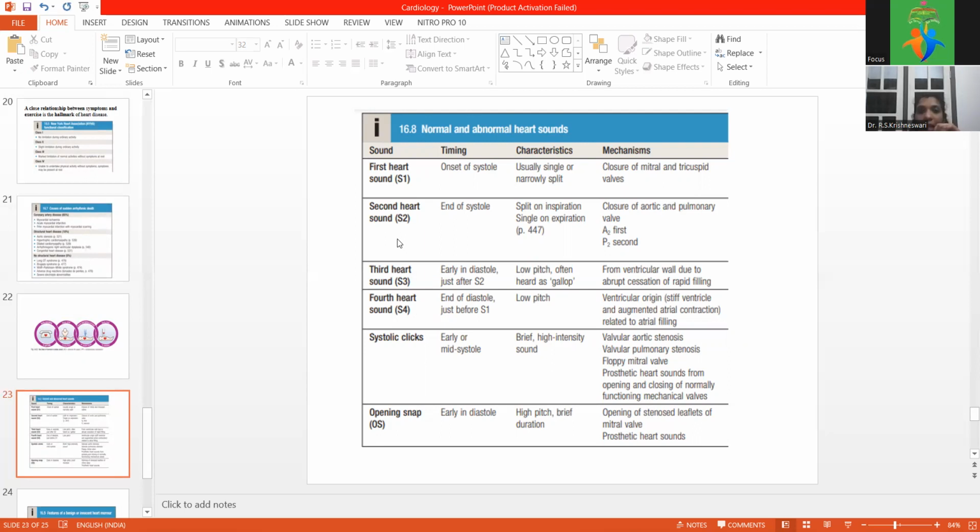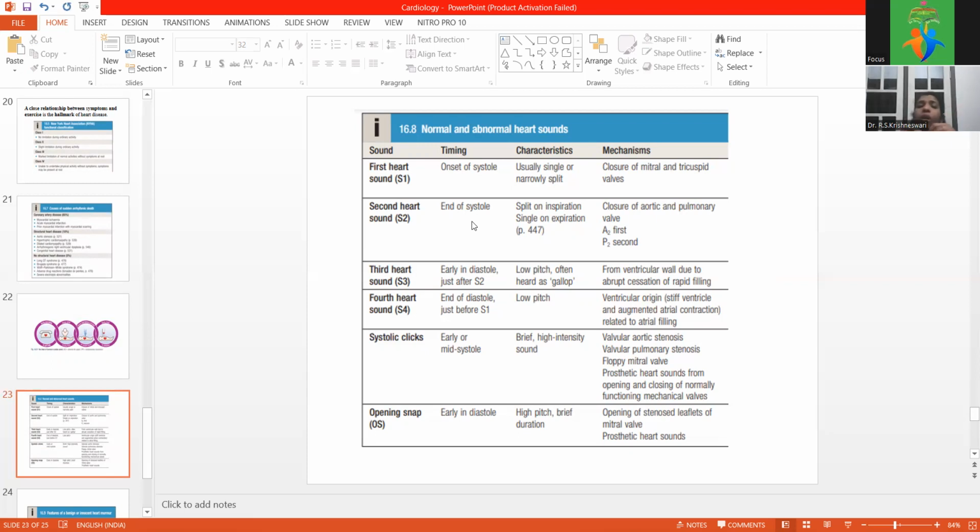Next, the second heart sound is due to the end of systole. What happens at the end of systole of the ventricles? The blood is pumped towards the aorta and the pulmonary artery. Once the blood reaches them, suddenly the aortic and pulmonary valves close. So it is the end of systole and it is the second heart sound. Hope you understand. First heart sound, closure of mitral and tricuspid valve. Second heart sound, closure of aortic and pulmonary valve. First heart sound, onset of systole, and second heart sound, end of systole.